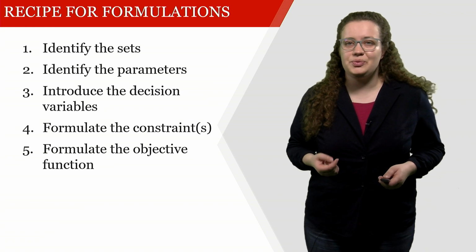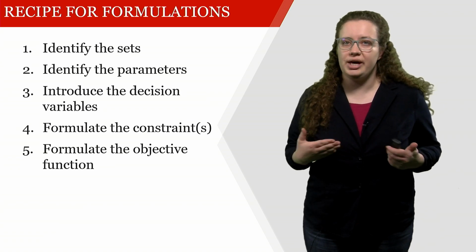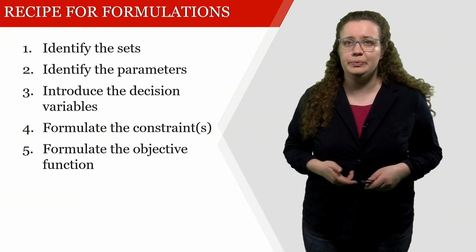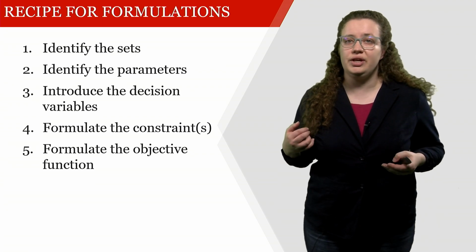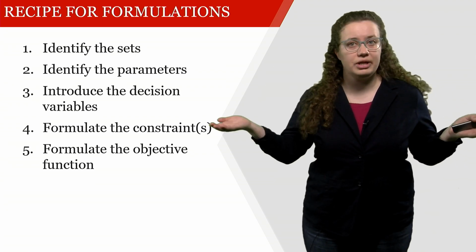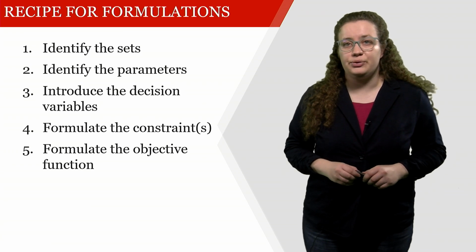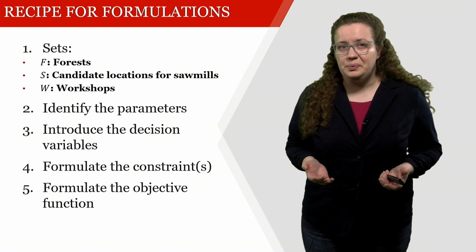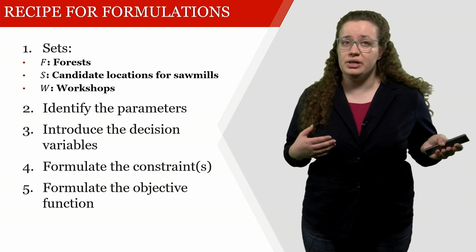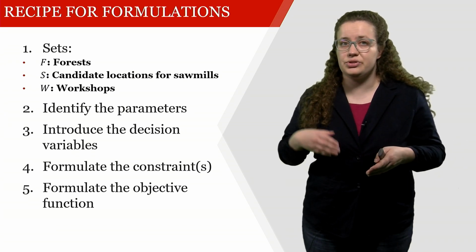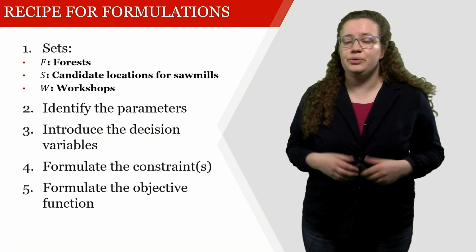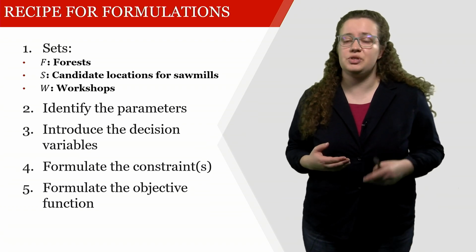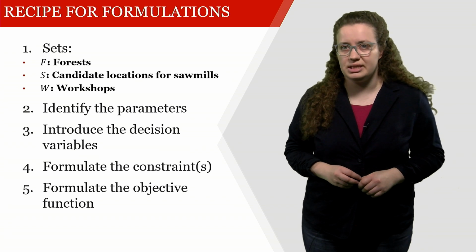So which sets do we need in this so-called two-echelon facility location problem, where we're jointly considering the locations of the forests and the locations of the workshops when placing the sawmill? The first thing that we need is sets, which is of course forests, candidate locations for the sawmills, and workshops. If you're interested in these candidate locations, I'm just referring you to the previous video on facility location problems.